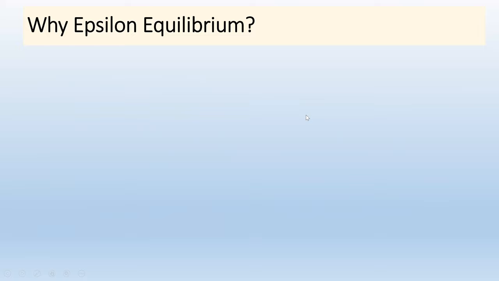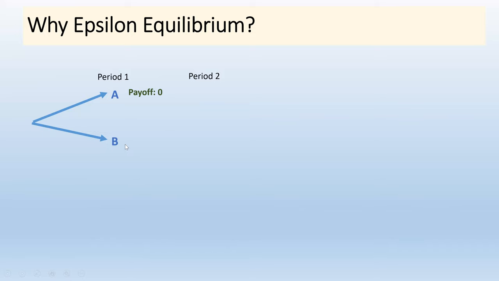Okay, so why epsilon equilibrium? Good question. I have just the answer for that. So here is an example of a game that does not have an exact equilibrium, but has an epsilon equilibrium. Think of a game with one player that has two actions, called A and B, and this is period one. If he chooses action A in period one, his payoff is zero, and the game ends.